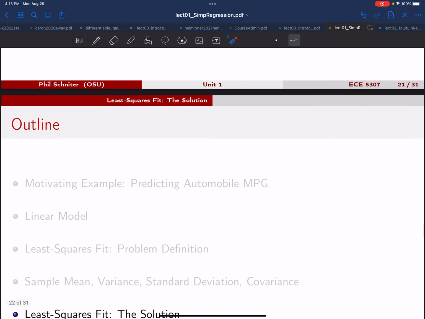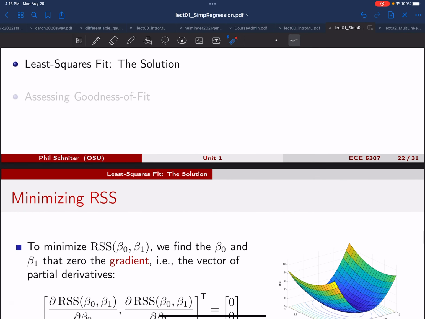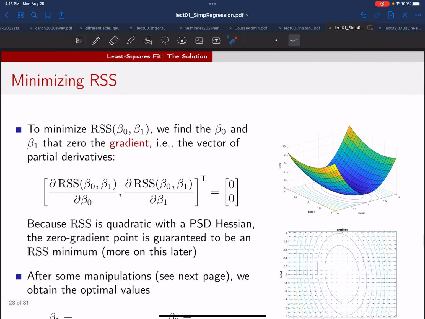Okay, great. So let's move ahead to solving this optimization problem. The approach we're going to use here, and we're going to use this over and over again throughout the semester, is we are going to find the location that minimizes the gradient of the loss with respect to the parameters. So let's unpack what I just said. In this case, we have a nice simple problem where we have two parameters to design, beta 0 and beta 1. We can then visualize with a 3D plot like this.